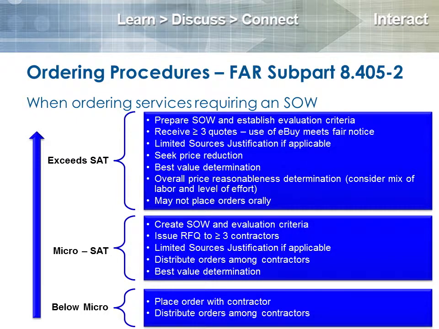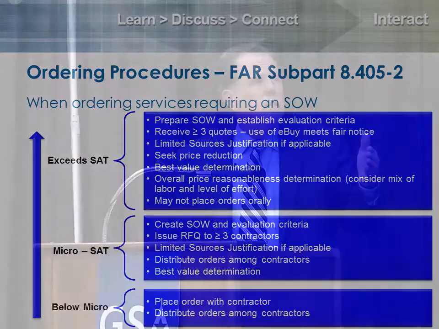But once you get above the simplified acquisition threshold, you do have an RFQ with evaluation criteria. The same rule applies with the eBuy concept, if you will. LSJ, if it's applicable, you seek a price reduction because you're above 150. You make a best value determination, but there's an element here of overall price reasonableness based upon the considering of the mix of labor and the levels of effort.